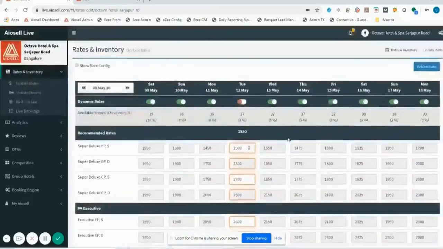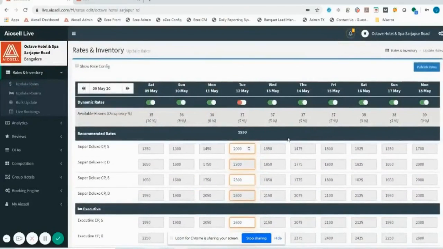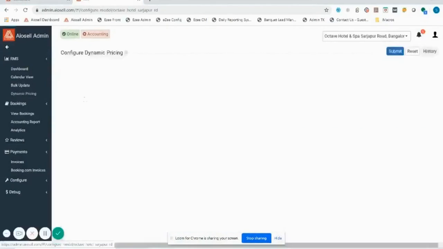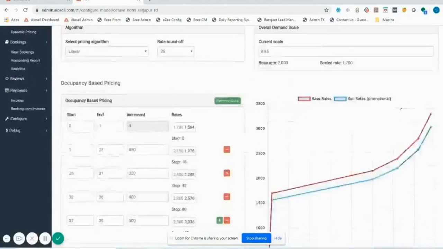So while we believe that automated pricing should be practiced for the maximum amount of time, we do believe that in 10 to 15% of the cases you may need to override the price because of conditions that an automated intelligent system cannot possibly understand. So this is the automated pricing. Let us jump to the back end to figure out how these prices are getting calculated.